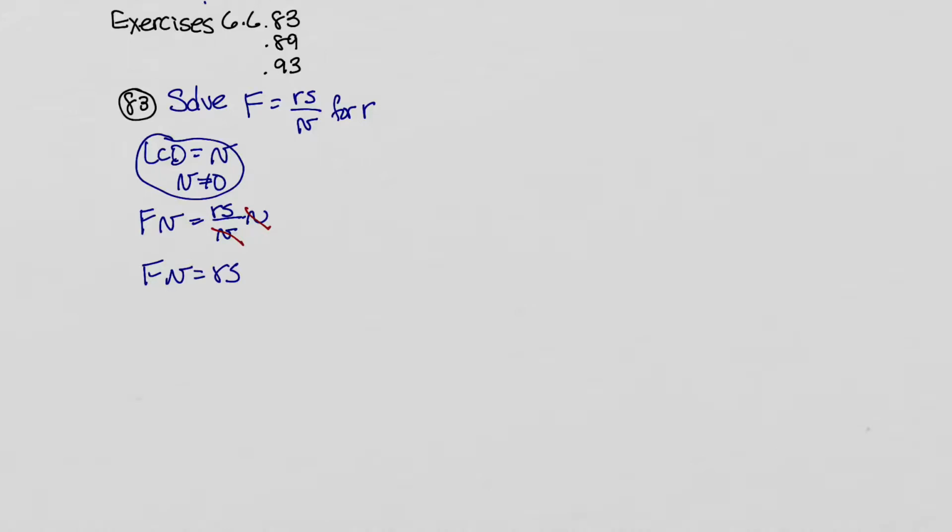And we can solve this equation for r just by dividing by s, right? R is being multiplied by s, so to get r by itself, undo the multiplication by dividing by s. So our plan here is to divide by s. We'll get FV over s is equal to r. And I think I'm going to write it like this. R is equal to FV over s. And as long as s is not 0, we've got the original equation now solved for r.